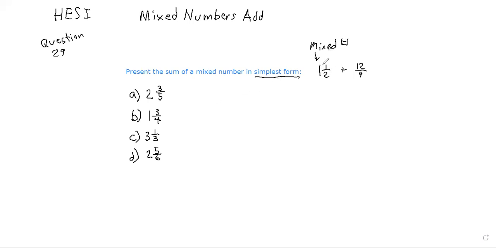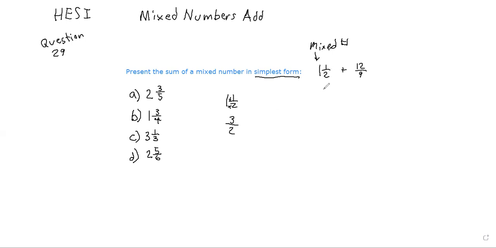Here we have a mixed number. So we have to put this mixed number in fractional form. So let's go ahead and do that on the side. We have 1 1/2. And the way to do this is we're going to multiply the denominator by the whole number and then add the result to the numerator. So 2 times 1 is going to give us 2, plus 1 is going to give us 3. So our equivalent fraction is going to be 3/2.